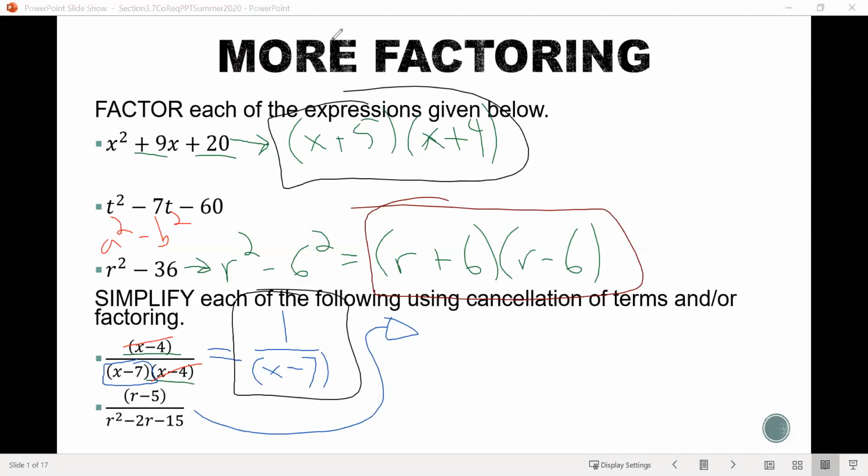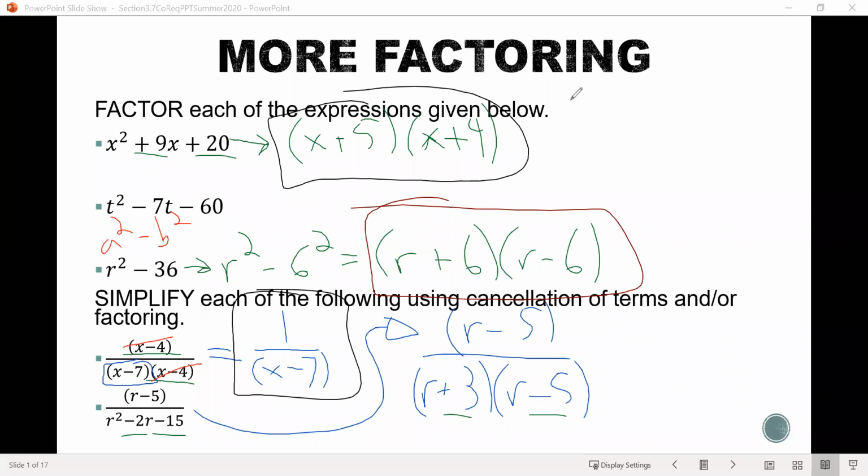So the way we can deal with that is we're first of all going to leave the top as is. We can factor the bottom, so find two numbers that will multiply to give us negative 15, add to give us negative 2. When we do that, I believe we'd end up with r plus 3 times r minus 5, which I believe that works because plus 3 minus 5 is negative 2, plus 3 times negative 5 is negative 15.